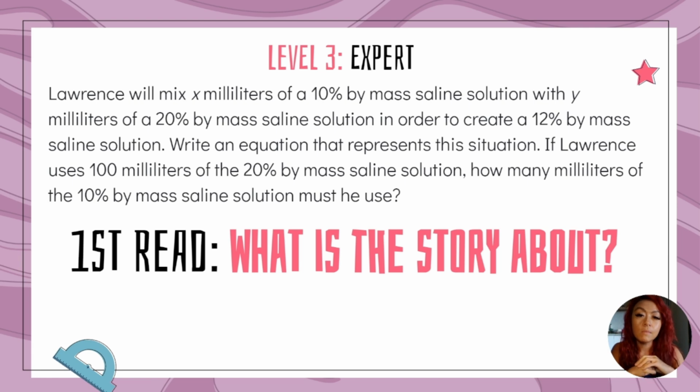Lawrence will mix X milliliters of a 10% by mass saline solution with Y milliliters of a 20% by mass saline solution in order to create a 12% by mass saline solution. Write an equation that represents this situation. If Lawrence uses 100 milliliters of the 20% by mass saline solution, how many milliliters of the 10% by mass saline solution must he use? What is the story about? Please pause this video and summarize the story in the first section of the 3 reads template.